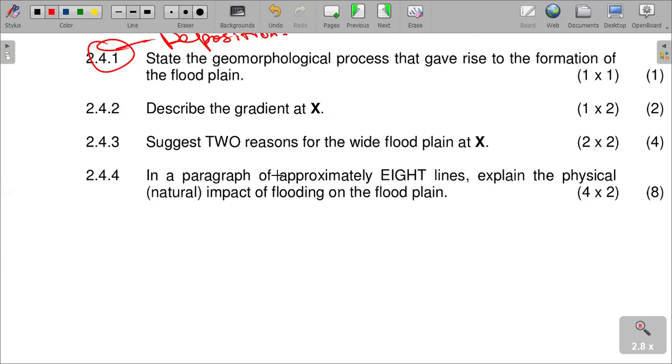Question 2.4.3: Suggest two reasons for the wide floodplain at X. It can be due to increased deposition that is taking place there. Deposition can result in a large floodplain there. It can also be because of the gentle slope that reduces the velocity of the river.